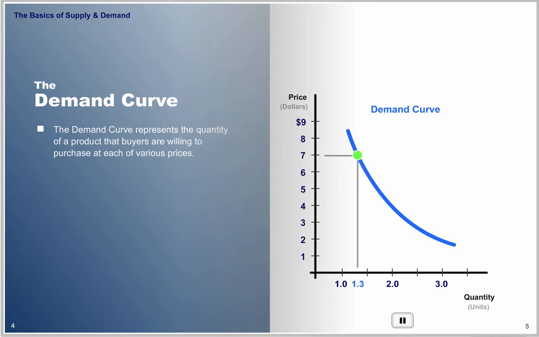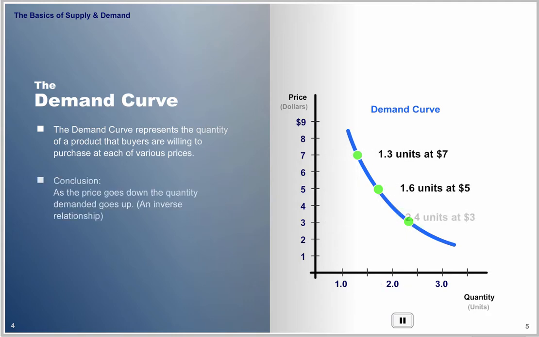Now, let's say the price drops to $5. Doing the same thing, we can see that the quantity would be about 1.6 units. Now, let's say the price drops again to $3, and we can see that the quantity would be approximately 2.4 units. Therefore, we can say that as the price goes down, the quantity demanded goes up, an inverse relationship. Basically, the lower the price, the more you sell.